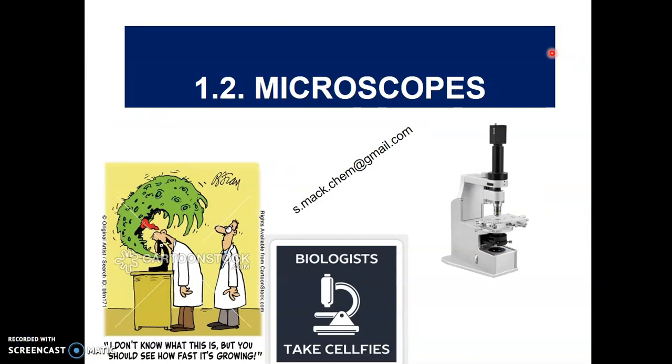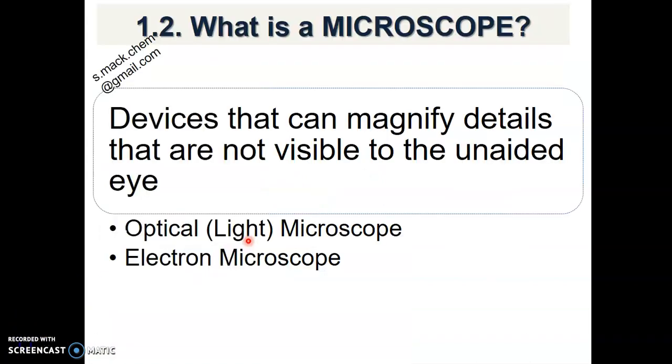Some of these microorganisms being so small, we need the use of a device called a microscope to view these microorganisms, also called microbes. There are two types of microscopes, where we say a microscope is a device that can magnify the details that are not visible to the unaided eye, and the two microscopes that are in use are referred to as the optical or light microscope, and there's another type of microscope referred to as the electron microscope.